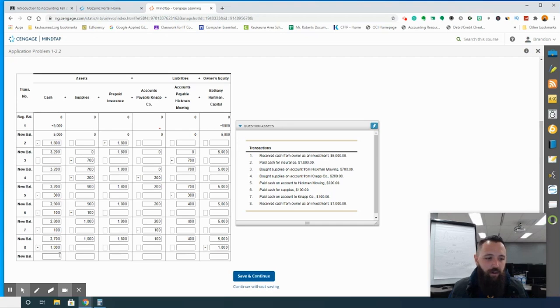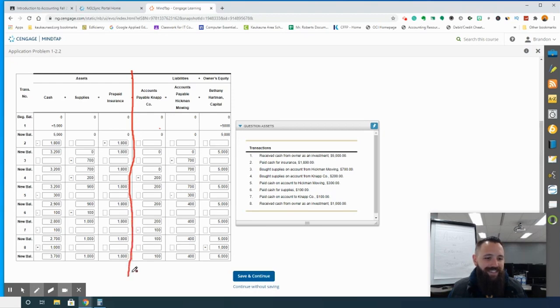Let's calculate out now our new balances. 2,700 plus 1,000 is 3,700. Bring down the 1,000, bring down the 1,800, bring down the 100, bring down the 400, and 5,000 plus 1,000 is 6,000. Now, before you hit save and continue, let's see if, once again, the left-hand side equals the right-hand side of the accounting equation.